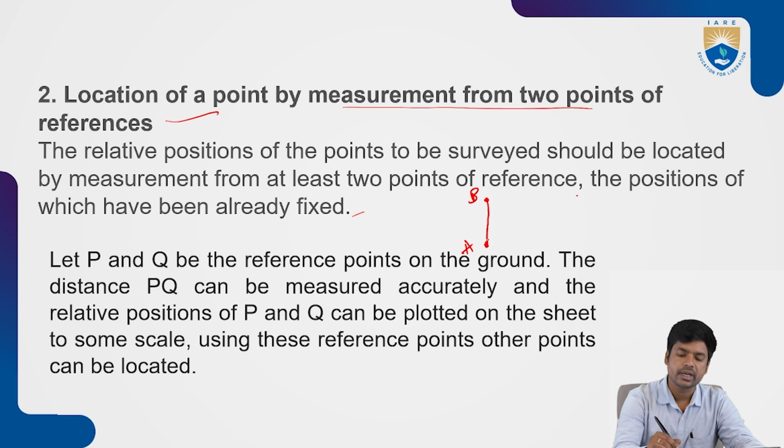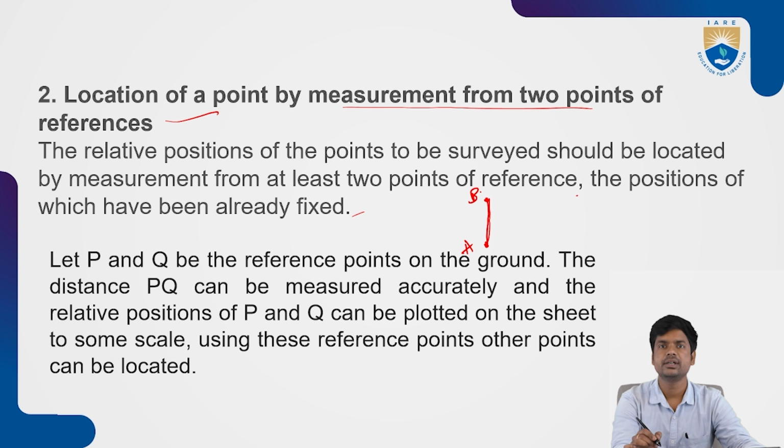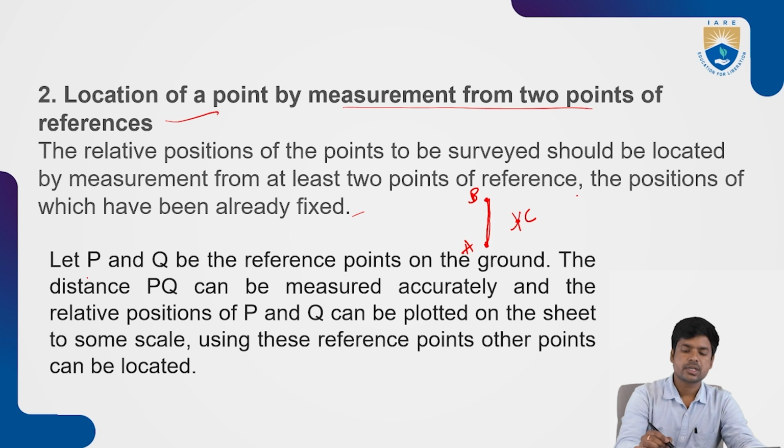These are the two fixed points. These points are already fixed and we have already measured this particular length by doing the survey. Suppose you want to locate the point C, then we are going to take the reference of this point and this point, for locating this point by drawing arcs, so that you can mark this point as C. Let us assume P and Q are the reference points on the ground. The distance PQ can be measured accurately and the relative positions of PQ can be plotted on the sheet to some scale. Using these reference points, other points can be located.